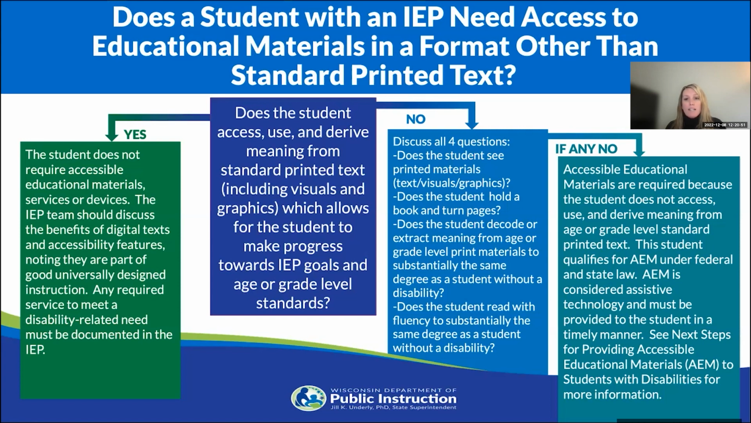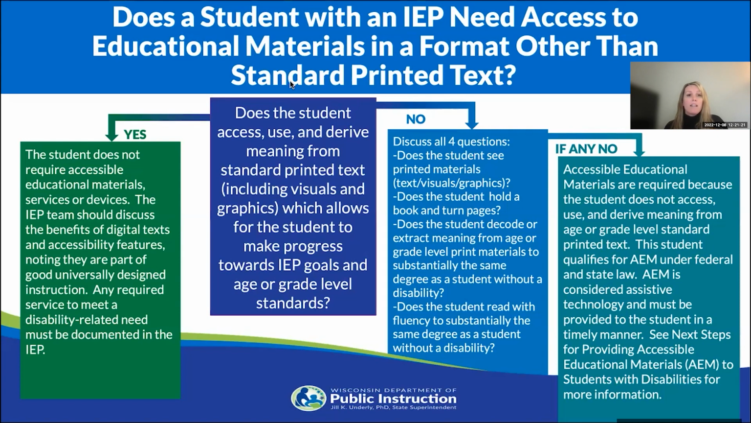And we read the text, accessible educational materials are required because the student does not access, use, and derive meaning from age or grade level standard printed text. The student qualifies for AIM under federal and state law. AIM is considered assistive technology and must be provided to the student in a timely manner. See next steps for providing AIM to students with disabilities for more information. That is an additional resource we will be talking about in our upcoming webinars.